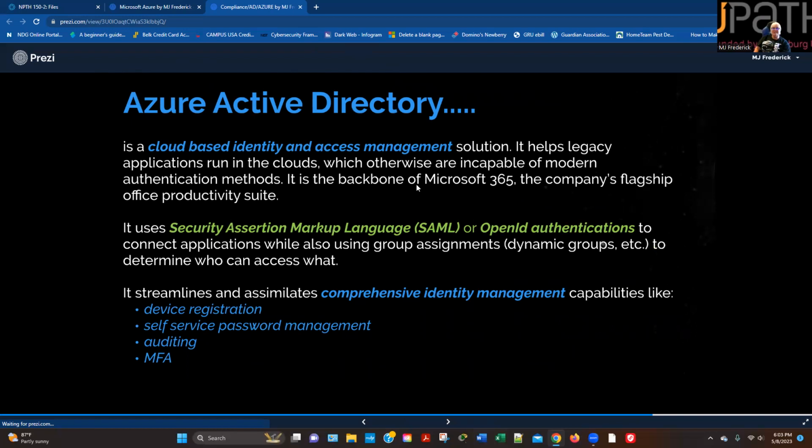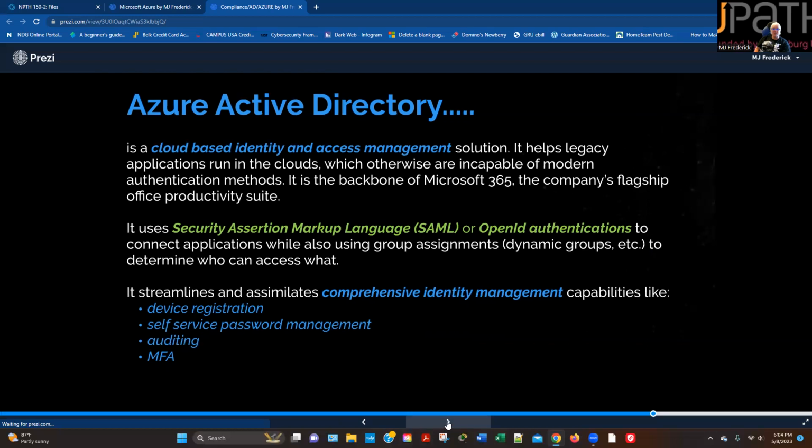So Active Directory is the backbone for Microsoft 365, the company's flagship Office productivity suite. It uses SAML, or what's called OpenID authentication, to connect these applications while also using group assignments, meaning dynamic groups, to determine who can access what and when. It streamlines and assimilates comprehensive identity management capabilities like device registration, self-service password management, auditing, and multi-factor authentication.